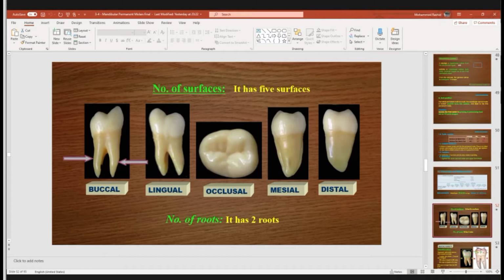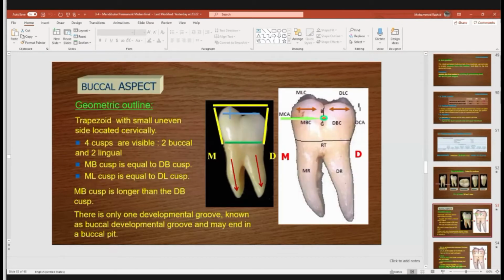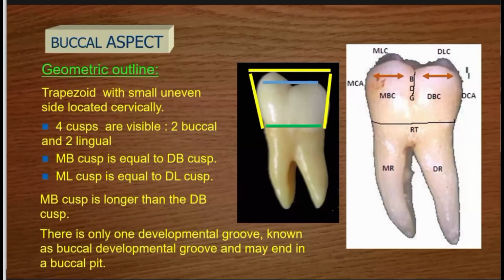4 cusps are visible, 2 buccal and 2 lingual. All the 4 cusps are visible from the buccal side. Mesiobuccal cusp is longer than the distobuccal cusp, and mesiolingual cusp is longer than the distolingual cusp. You see here in the picture, this is a little bit higher than the distobuccal cusp.